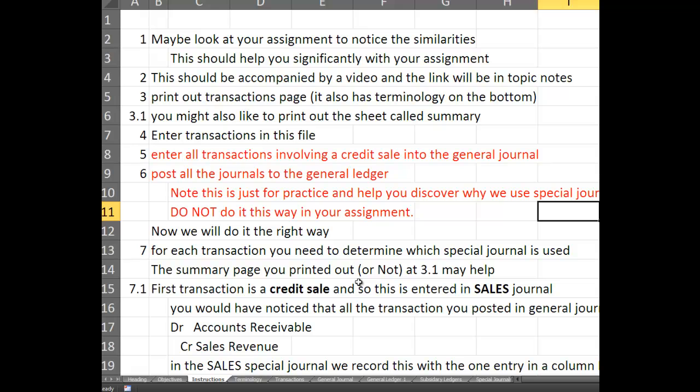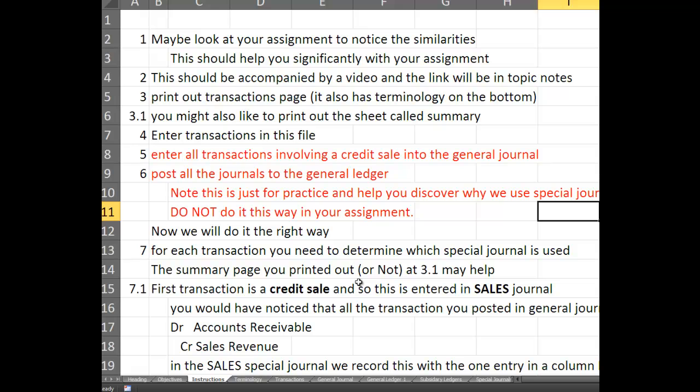Now, steps 5 and 6, they're written in red. They're written in red because I want to draw your attention to them, because this is not the way you're going to do it in the assignment. This is the way we've done things up to now. I want to do this so you have a sense of the advantage of special journals over the general journal. And it's also great practice.